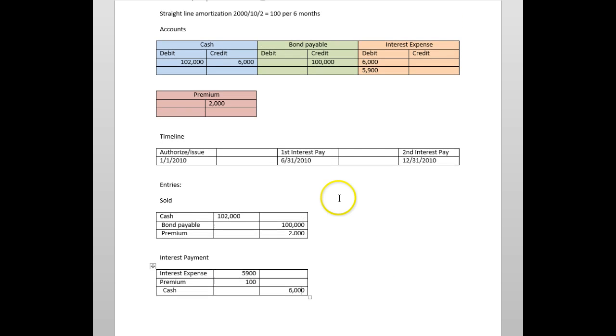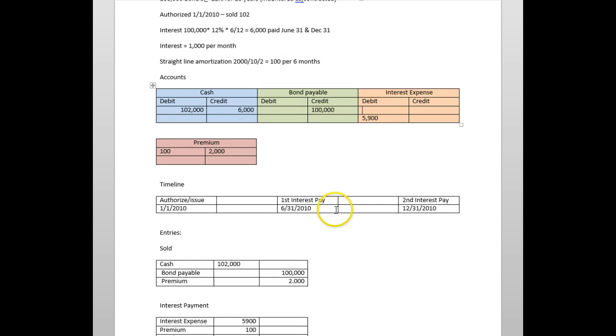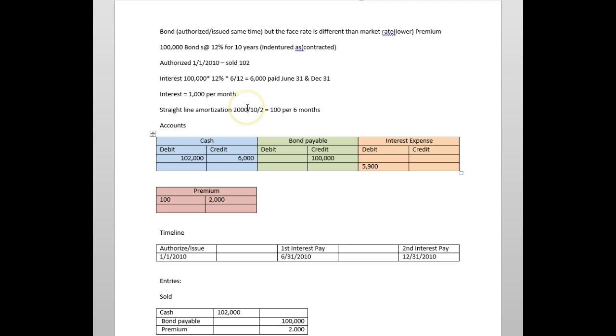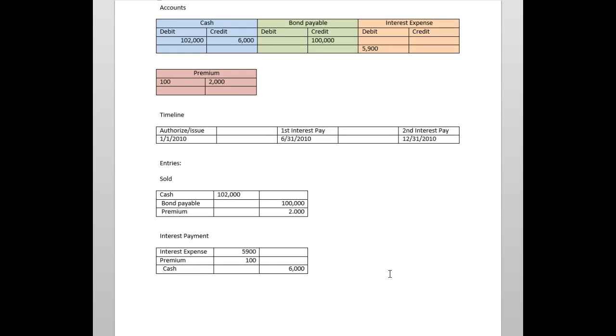Did that make sense? This $6,000 payment has been adjusted with this $100 premium when it gets to the interest expense account. So now this has gone down 100. This is no longer 6,000, but 5,900, taking into account that added $2,000 that we sold, or the premium that the bond sold for. Does that help a little bit?